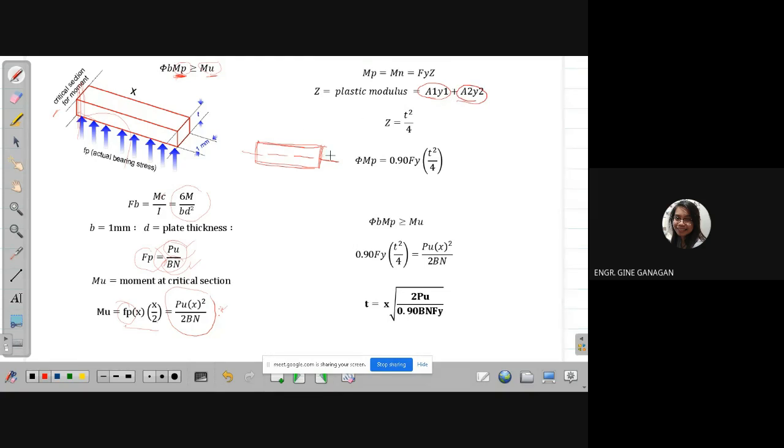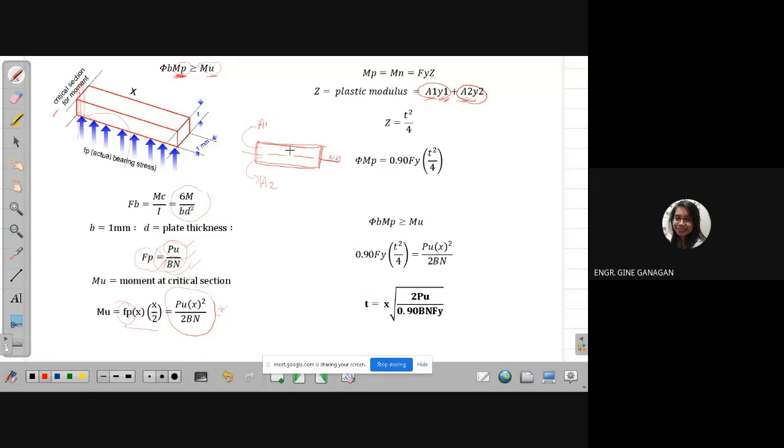So if we have here our neutral axis, yung ating area 1 is yung area natin dito sa taas. That is our area 1. And then yung area 2 natin is yung sa baba, yung A2 natin. And yung Y1 natin, that is the centroid area of the area above, yung centroid area ng area natin dito sa taas, measured from the neutral axis.